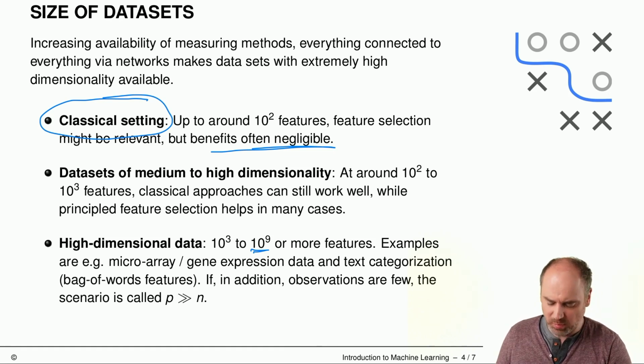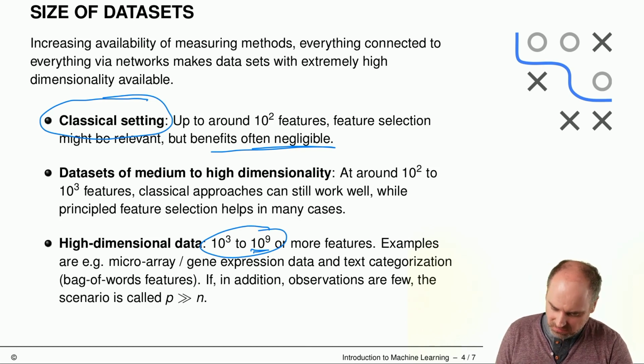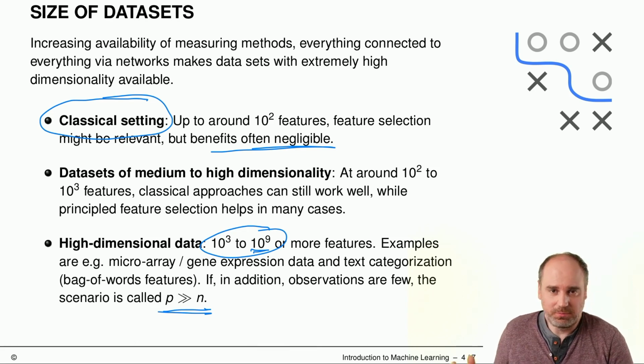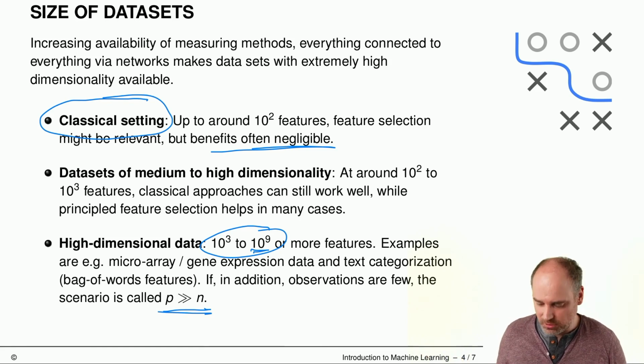Text categorization, so bag of words features, is a second scenario. In this second scenario, usually we don't have such low sample size. You can usually have lots of texts, but it's still going to be quite high dimensional. And in the first scenario, where we have very few samples but very many features, and the feature size is much larger than the sample size, we call these the P much larger than N scenarios, sometimes written like this.